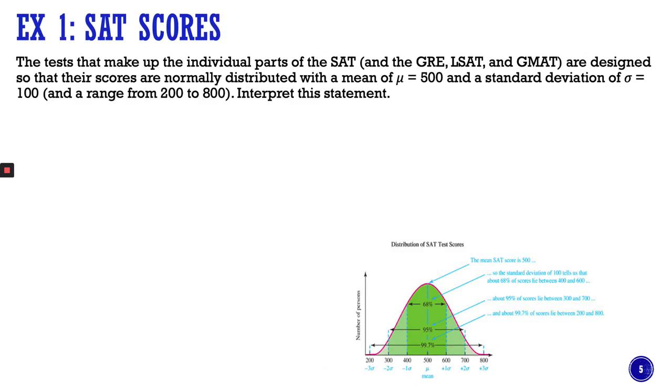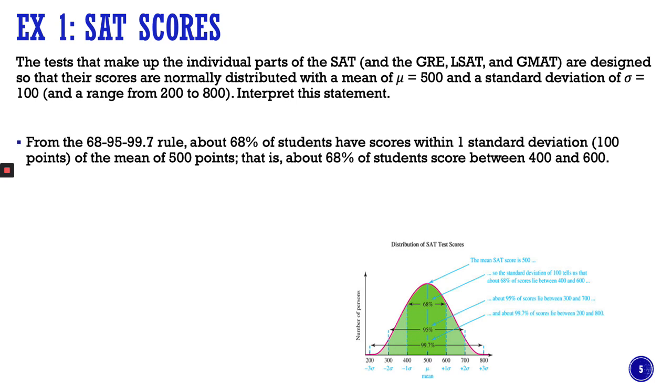So example 1: the tests that make up the individual parts of the SAT and the GRE, the LSAT, and GMAT are designed so that their scores are normally distributed with a mean of mu equals 500 and a standard deviation of sigma equals 100, and a range from 200 to 800. So let's interpret this statement.